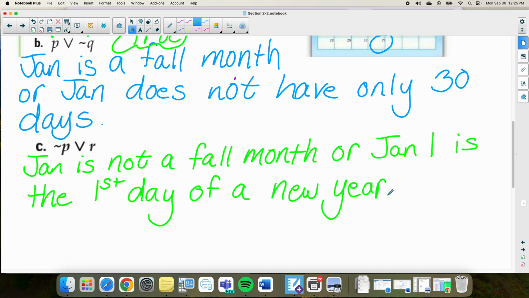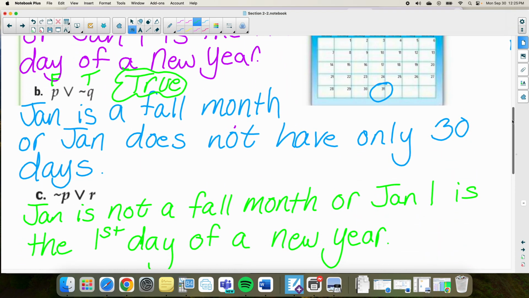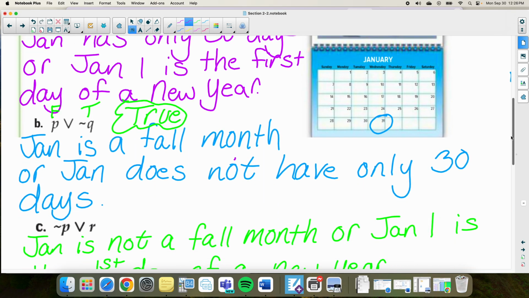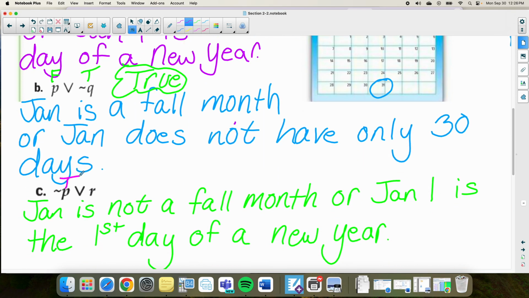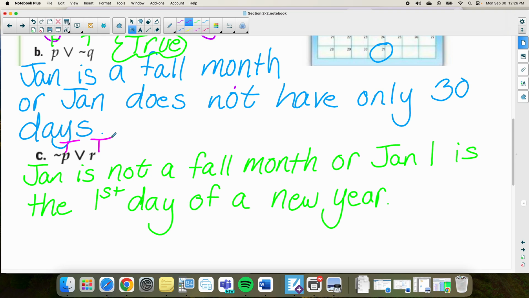Okay. Now, we have to determine whether this is true or false. So not P. Well, P was false, so when we negate P, it's going to be true. And then R is true. So we have two trues here, so obviously overall it would be true. Everybody understand that part? Okay.